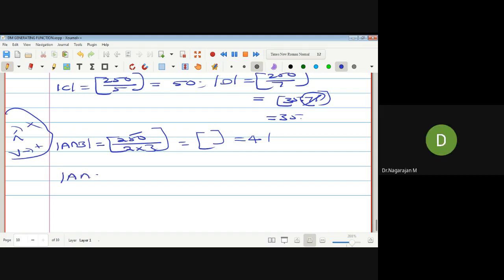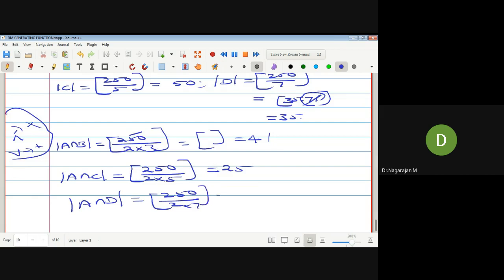Next, A intersection C, that is equal to 250 divided by, A is 2 and C is 5. Is it correct? 25, sir. Okay. So what is the next? A intersection D. Then what is the result? 250 divided by 2 into 7. Directly you eliminate the decimal part, only 17. Okay, 17. Very good. 17 is correct.